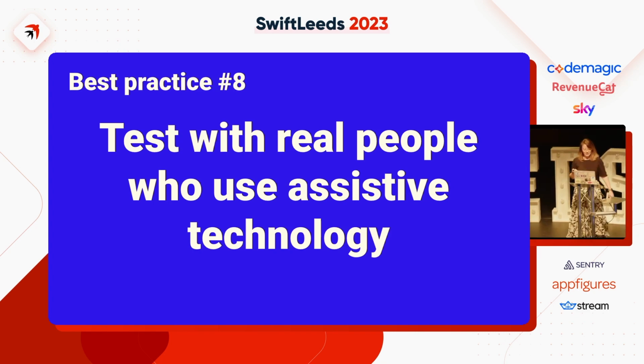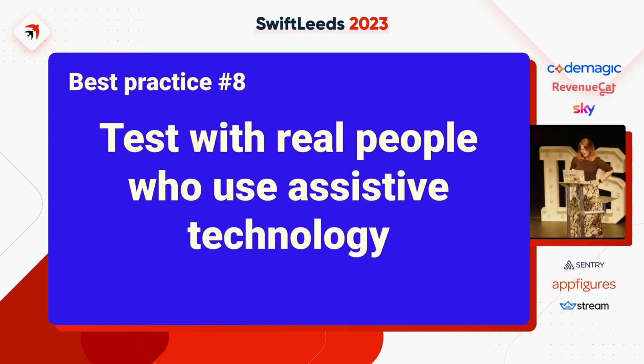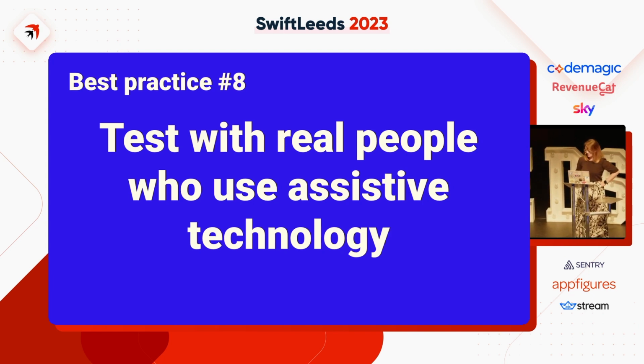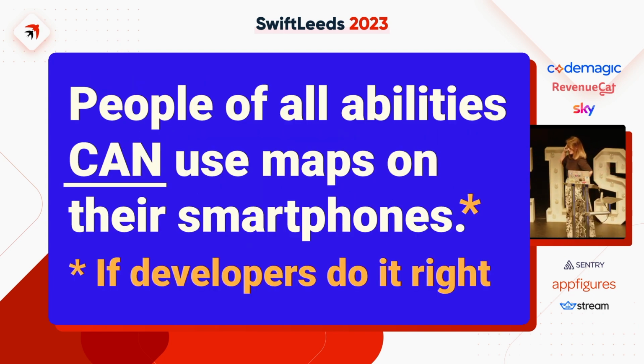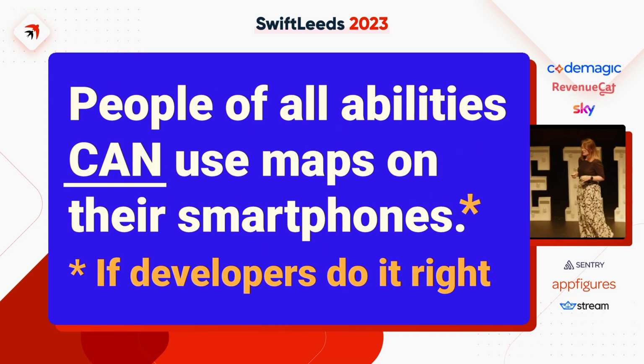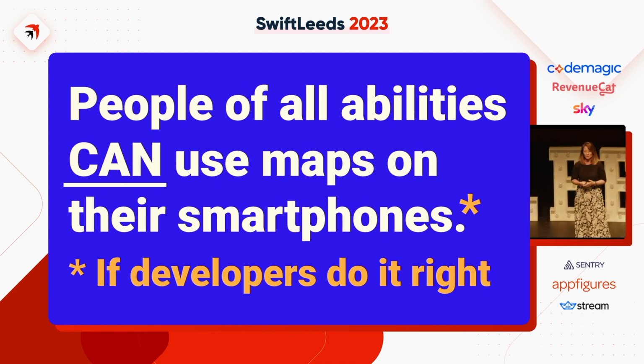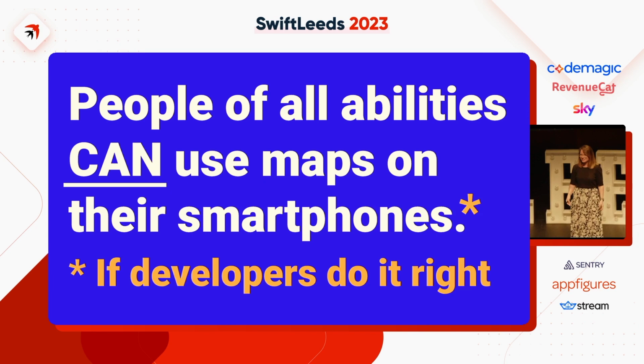Let's see, what else? Yes, it is the end. So we're going to bring this to a close. Going back to the beginning, people of all abilities can use maps on their smartphones if developers do it right. I've given you 8 ways to do it right, 8 best practices to improve the accessibility of your maps and navigation so that people of all abilities can use it. There's so much more we can do, so much more than these 8, but this will at least get you on the right path to having a more accessible application.